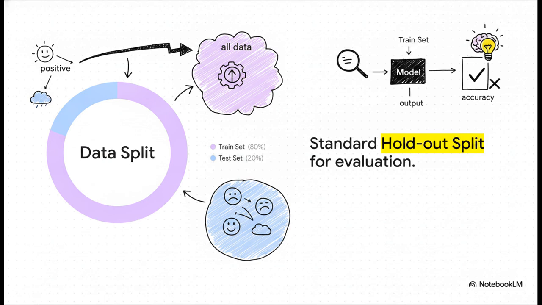Basically, we take all our data and chop it up. We use 80% of our data, the train set, to teach the algorithm what positive and negative language looks like. But we intentionally hide the remaining 20%, the test set. Once the model is fully trained, we throw this unseen 20% at it to see how accurately it predicts the sentiment, completely blind, without knowing the answers in advance.